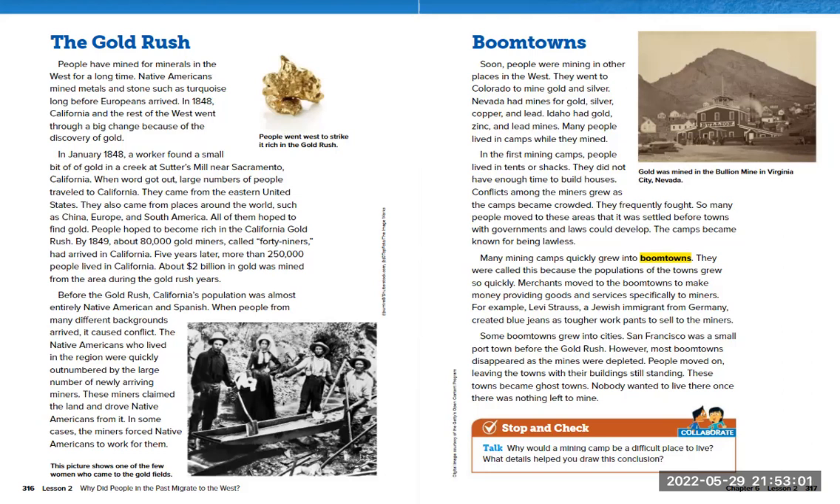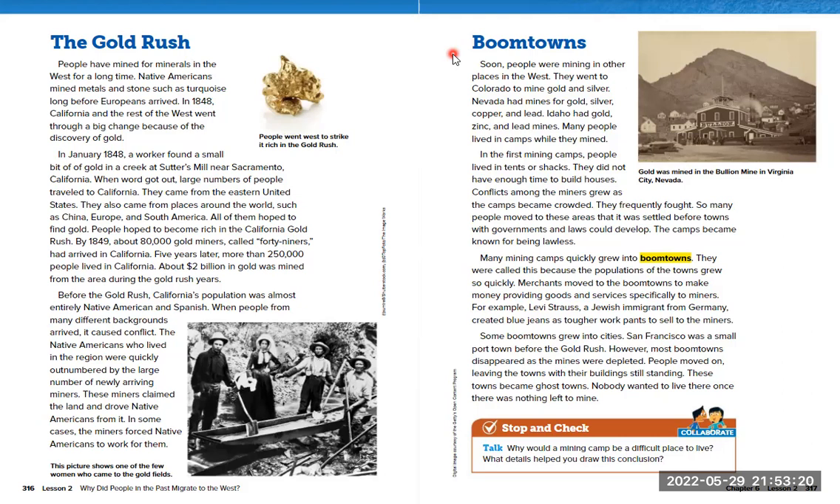And let's look at the photo down here. This picture shows one of the few women who came in the gold fields. So we have her right there. Boom towns. You guys had this in your vocabulary for this or for last week.